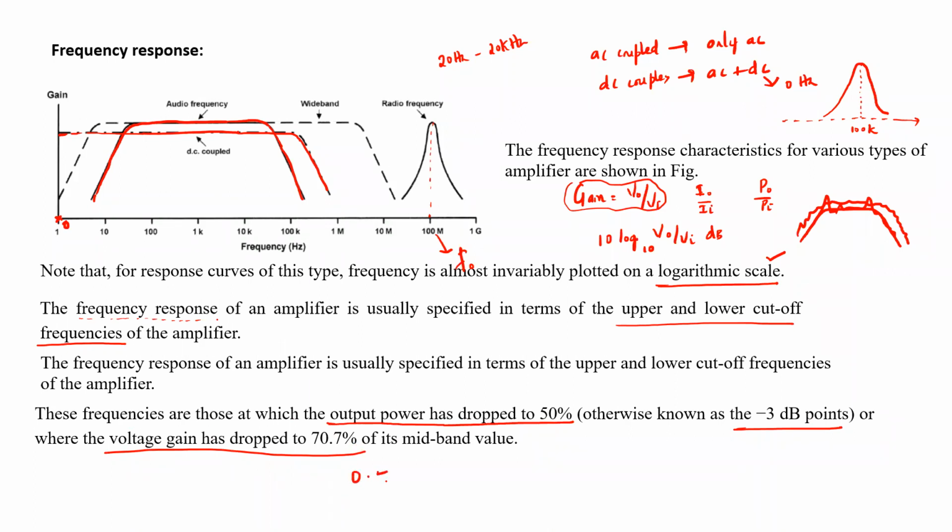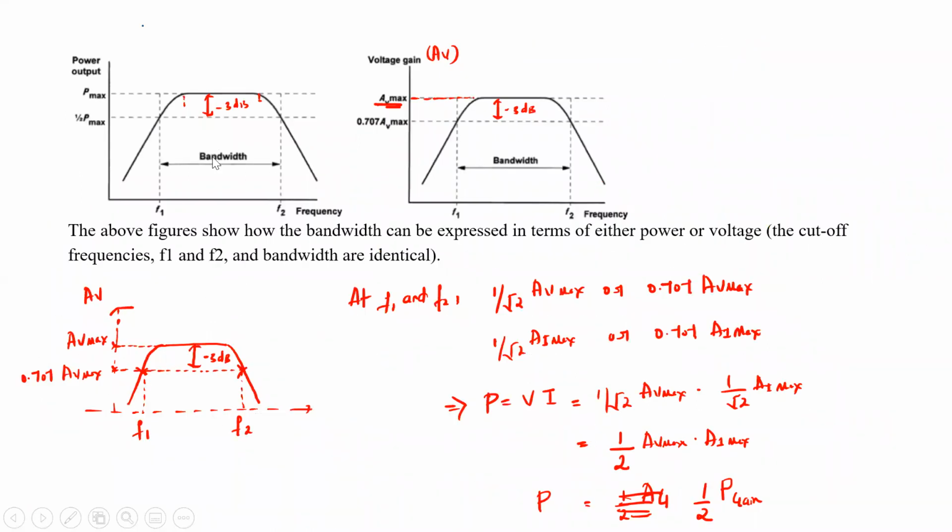70.7% means 0.707 into 100. So for voltage it is 70.7%, whereas for power it is 50%. You understand now how it is? Is this clear to you, everybody? Why for power it reduces by half, why for voltage it reduces by 0.707. If it is 0.707 for voltage, for current also it would be 0.707 times the maximum.